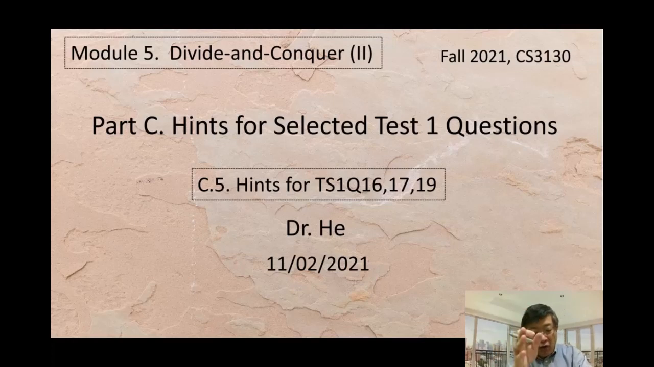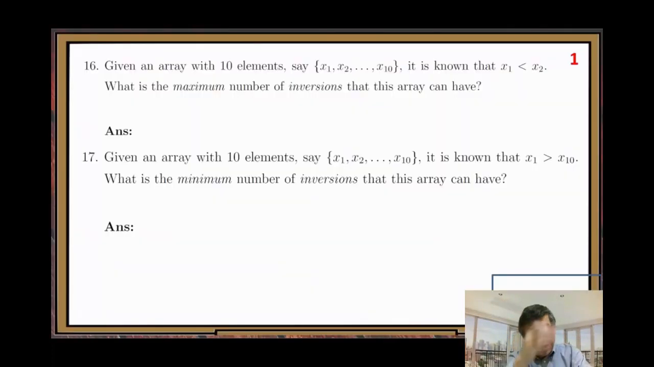C.5 hints for another 3 test 1 questions. Question number 16, number 17, and number 19. I like to put number 16 and number 17 together because they have a similar structure. They both work on a 10-element array. So the problem size equals 10 here.